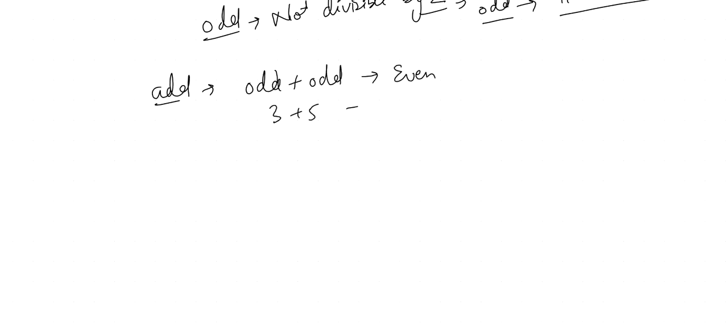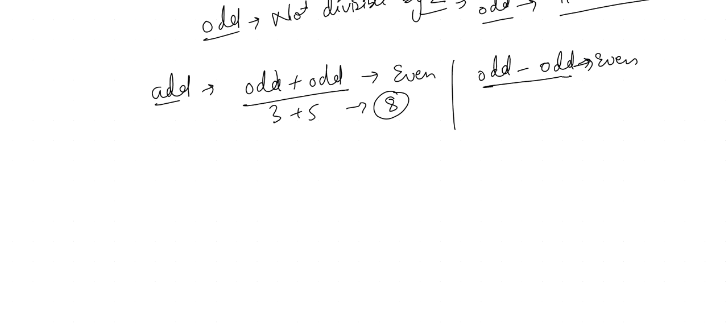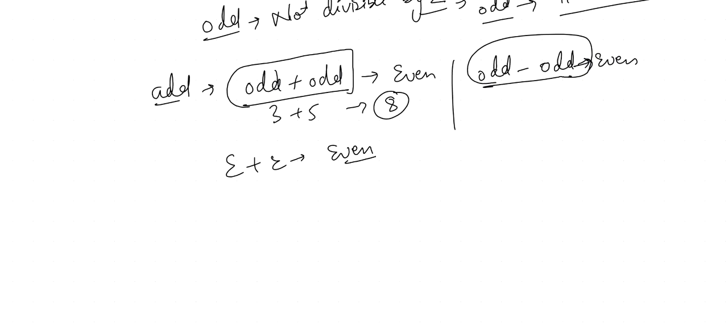In case you're not able to remember something, take some example, you'll be able to figure it out easily. Whether it is addition or subtraction, the result would be the same. Whether you add two odd numbers or subtract one odd from another, the sum or difference would be even. Whatever is the outcome in case of addition, the same outcome will be there in case of subtraction. Two even numbers getting added, obviously the sum would be even, whether addition or subtraction.